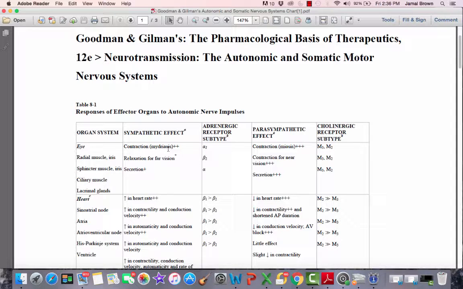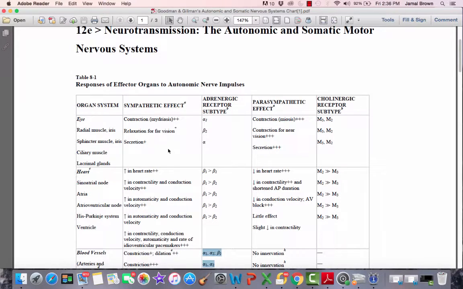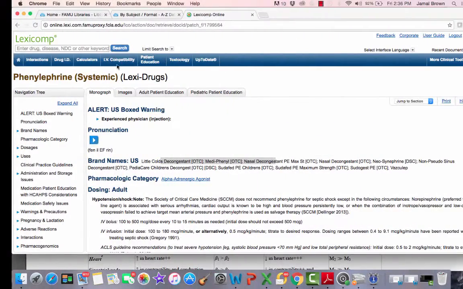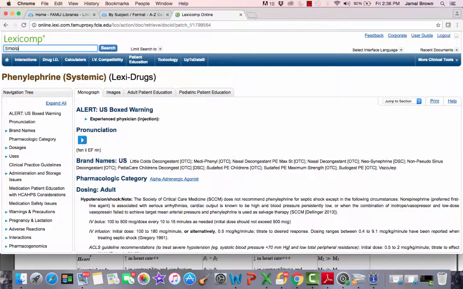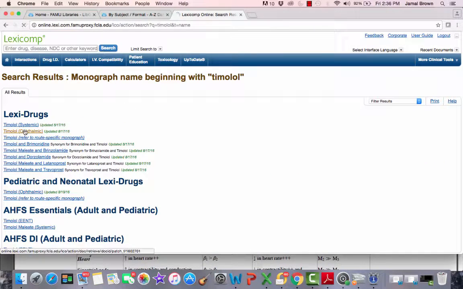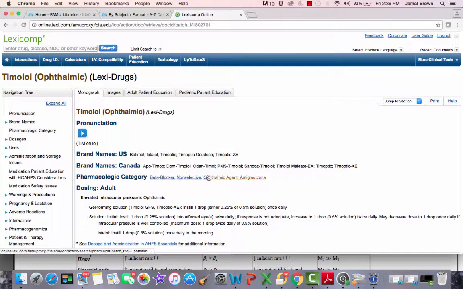When you look at alpha in terms of the heart, if we talk about an agent that's an alpha blocker or an alpha antagonist or agonist, how does it work? Okay, I'm going to move over to this side, parasympathetic, where we say blocker. So I see for the eye, ciliary muscle, and in terms of what's happening, I see secretion. Well, you can look at an agent like timolol, and the action of timolol ophthalmic is, this is a beta blocker, non-selective beta blocker.